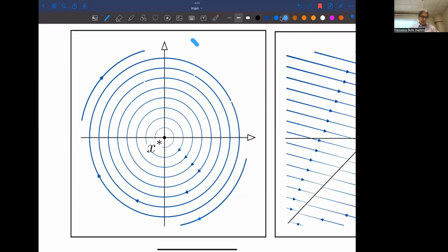This is x1 dot equal to x2, x2 dot equal to minus x1, or another way to put it is x1 double dot is equal to minus x1. It's the harmonic oscillator. The matrix associated to this is 0, 1, minus 1, 0. And the mu2 of that matrix is equal to 0. Because that matrix is actually skew. And if you just write A plus A transpose, you get 0. So this is a dynamical system that is weakly contracting. It does not contract with respect to the two norm, but it also does not expand.